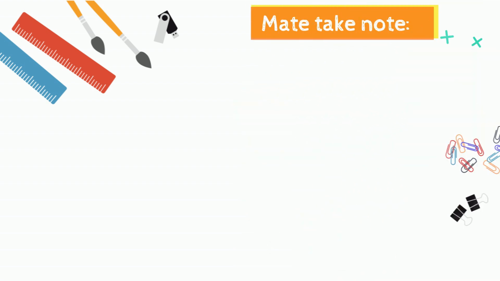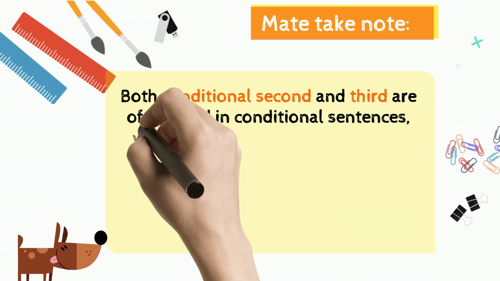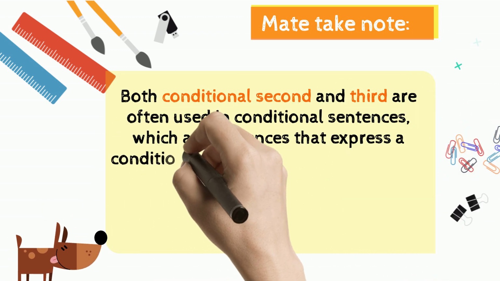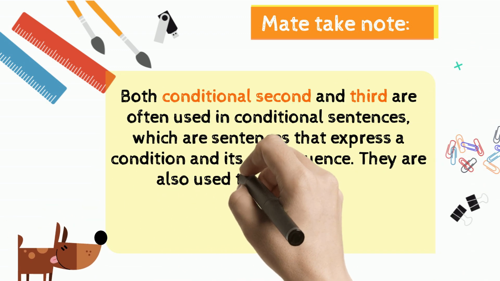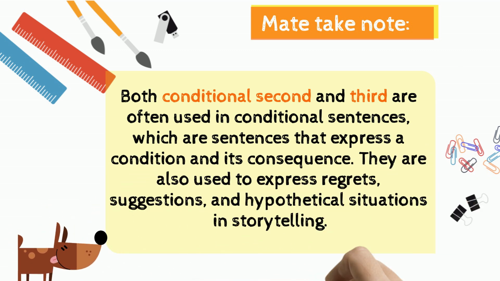Mate, take a note of this. Both conditionals, second and third, are often used in conditional sentences, which are sentences that express a condition and its consequence. They are also used to express regrets, suggestions, and hypothetical situations in storytelling.